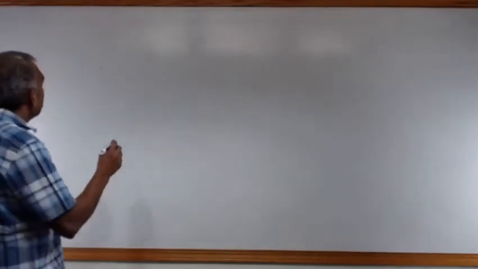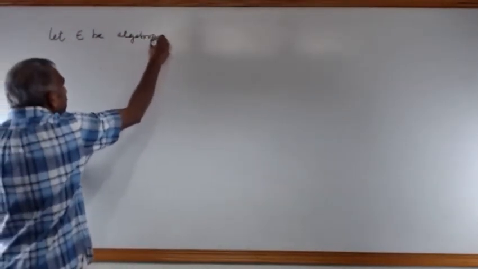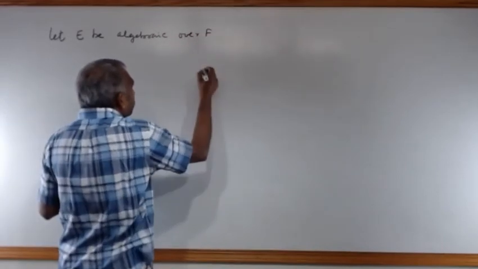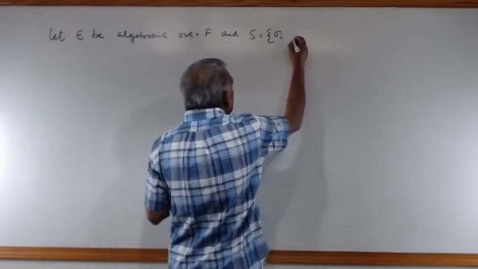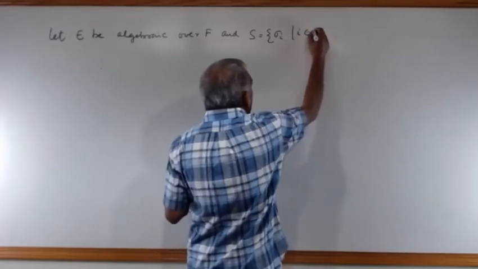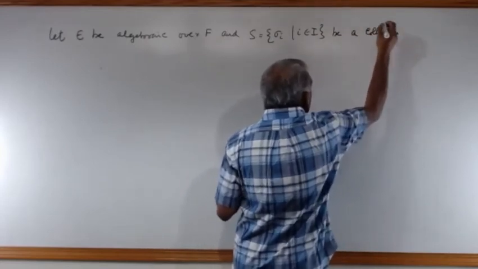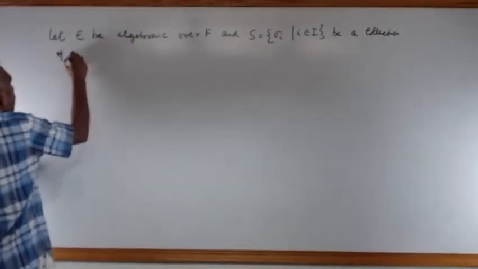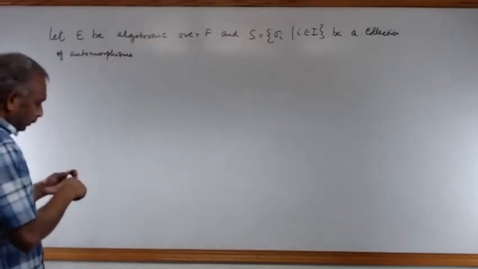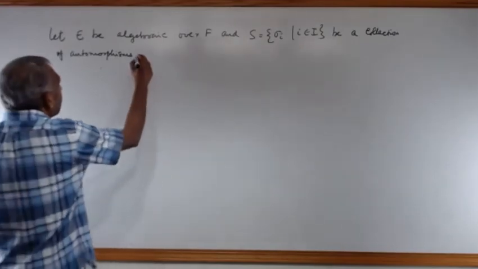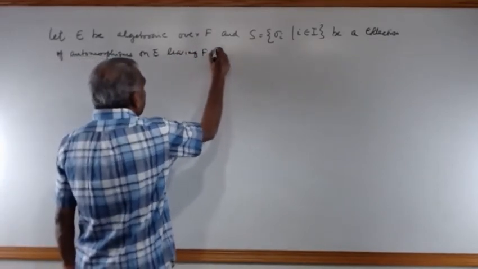I will do another problem. Let E be algebraic over F and S equal to {sigma_i : i belongs to I} be a collection of automorphisms on E leaving F fixed.